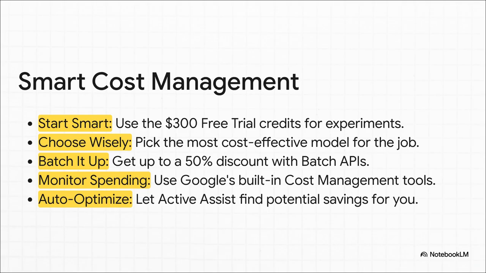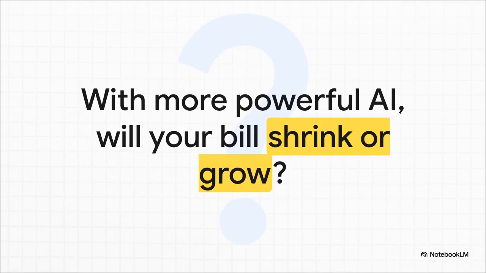And finally, let Google do some of the work for you. Use the built-in cost management tools to keep an eye on your spending, and let a tool like Active Assist literally find savings for you automatically. And that leaves us with one final thought to chew on. We've already seen models like Flash become much cheaper and faster than the ones that came before them. But at the same time, as these tools get more and more capable, we're going to find more ways to use them, which means we'll probably be processing more data than ever before. So the big question is, will your AI bill actually shrink or will it grow? The future isn't just about the cost of a single token. It's about how much value you can create with it.